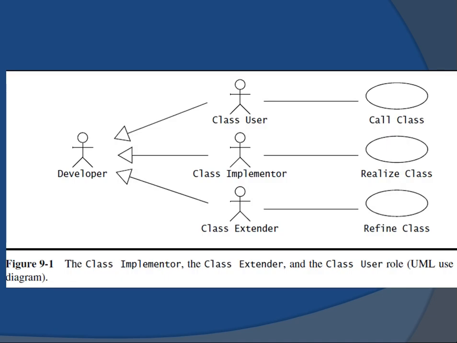Now here we have an example of class implementer, a figure showing class implementer, class extender and class user in a UML diagram. Look at the developer here. The developer is again having an interaction with the class user, class implementer and class extender. Class user calls up for a class. Class implementer realizes the class and class extender refines the functionality of the class.